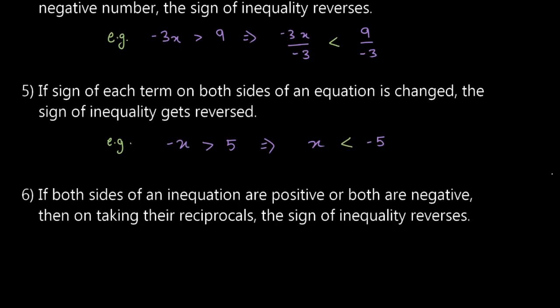The last law: if both the sides of an inequation are positive or are negative, then on taking their reciprocals, the sign of the inequality is reversed. So for example, if I have x greater than y, right, and now I'm considering their reciprocals, so 1 upon x and 1 upon y. Now I know x is greater than y, so 1 upon x will be less than 1 upon y, right, because on taking their reciprocals, the sign of the inequality is reversed.